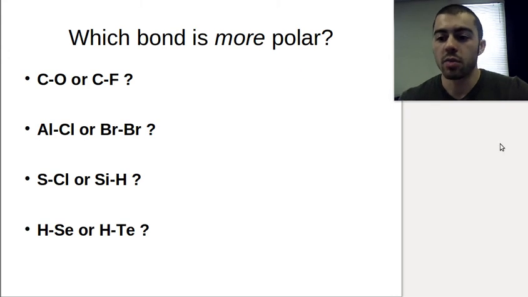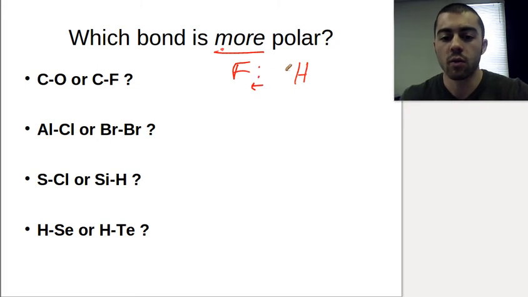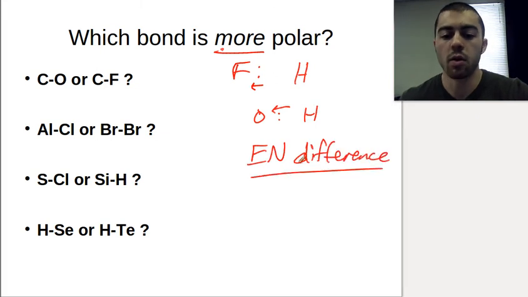So how do we decide which bond is more polar if we compare two bonds? Well, basically, the bigger the difference in electronegativity, the more polar the bond's going to be. Because if we have a bigger difference, let's say we bond fluorine to hydrogen. Fluorine is really, really electronegative, so these electrons are going to be pulled very much towards the fluorine. Whereas if we have, let's say, oxygen and hydrogen, oxygen is really electronegative as well, but not as much as fluorine. So the electrons are going to be pulled more towards oxygen, but not so far as they are with the fluorine. So basically, the bigger the electronegativity difference, the more polar the bond is.